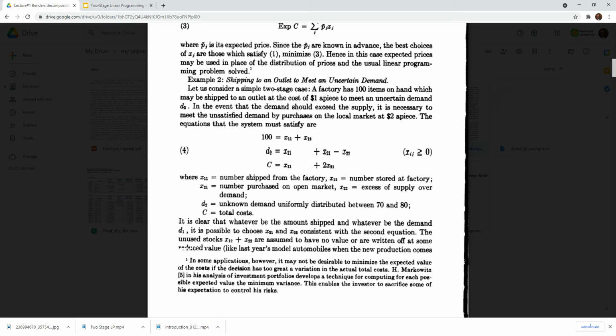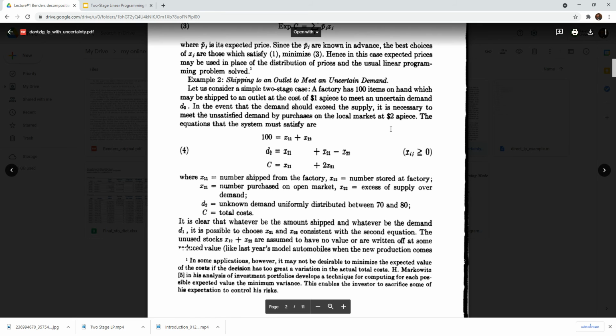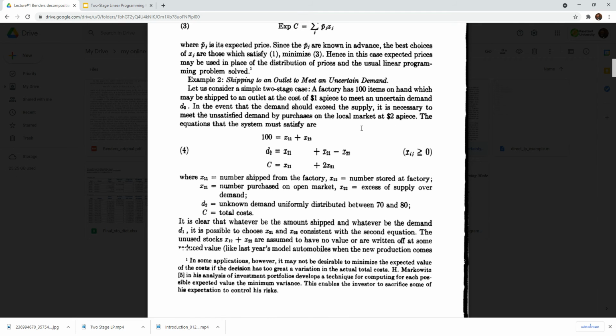Okay, but in this case the related cost is only incurred if you don't meet the demand, which means that the supply is less than demand, and you need to buy from the local market. In this case definitely there is an infinite amount, there's no limitation for the local market. Okay, you need these two more.